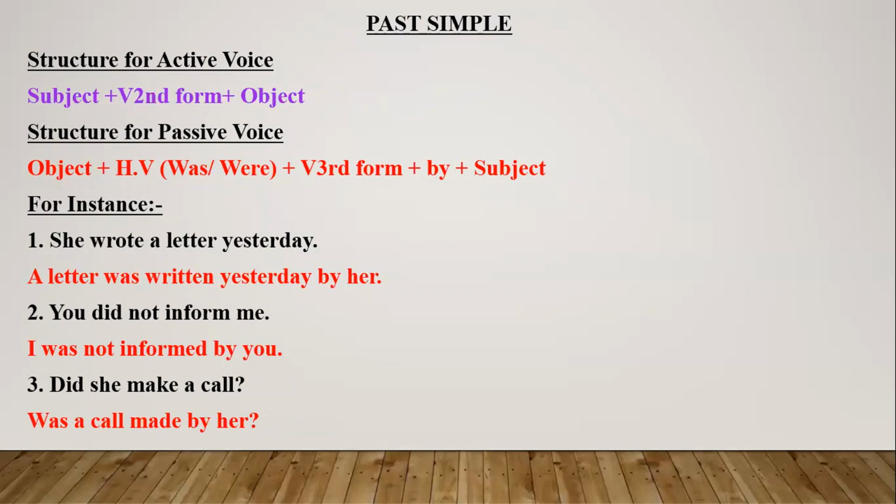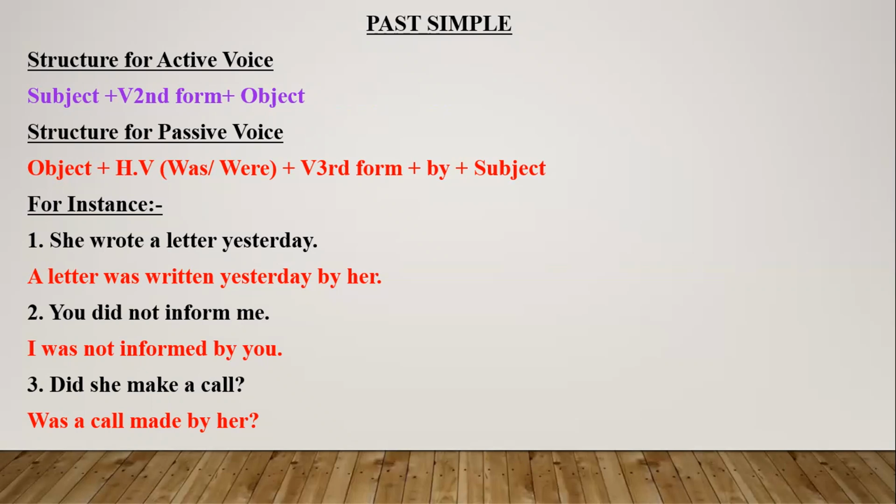Past simple, structure for active voice: subject. In past simple tense, we use the second form of the verb and then the object, right? So let's talk about the structure for passive voice. As usual, we use the object, and after the object, we use a helping verb, was or were. You just remember one thing: whenever you are going to make any simple tense passive voice, you have to use a continuous helping verb, right? So we are using was, were. These are the helping verbs of past continuous, and then the third form and by plus subject.